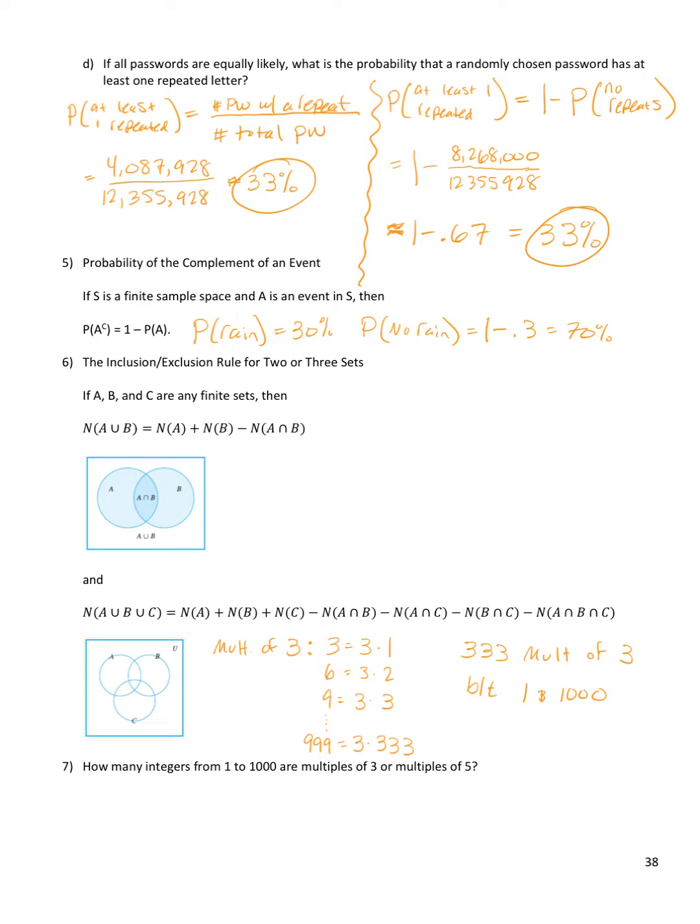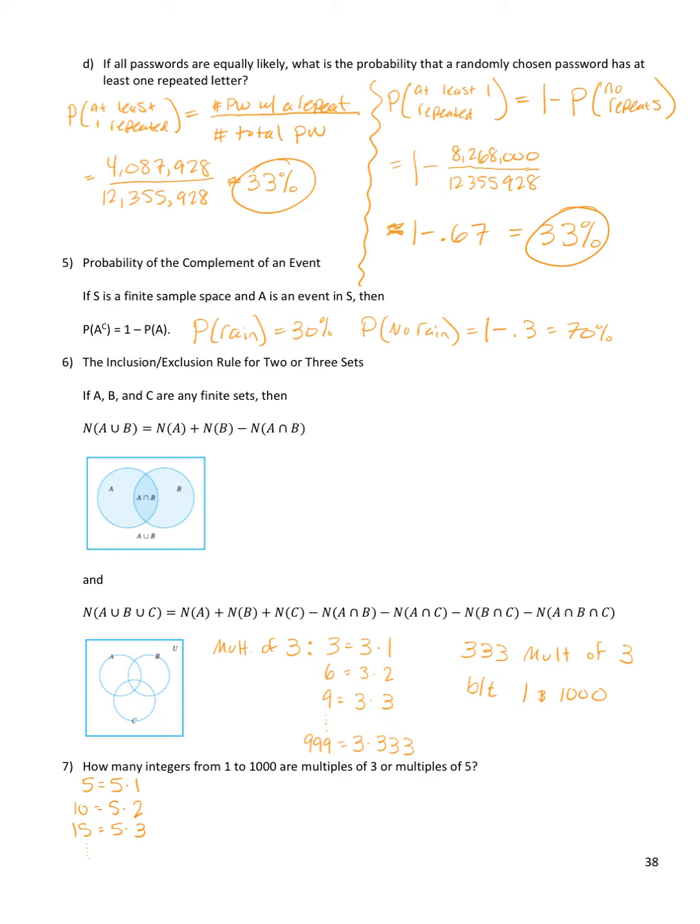Okay, how many multiples of 5 do I have? So multiples of 5, I have 5, which is 5 times 1. That's the first multiple of 5 between 1 and 1,000. The next one is 10. That's 5 times 2. And then 15, which is 5 times 3. And then I keep going.